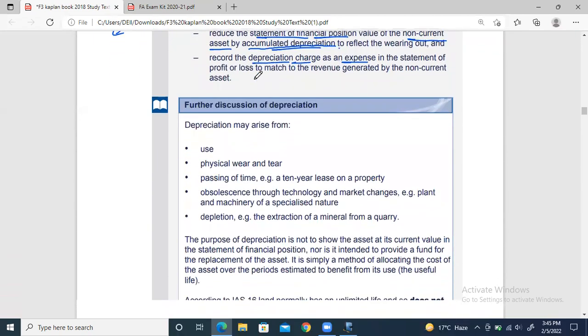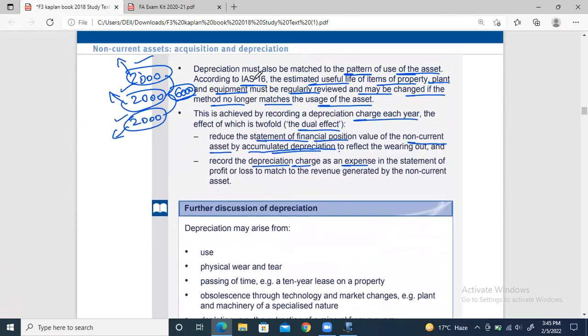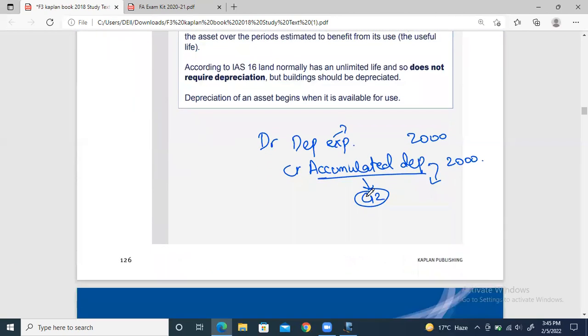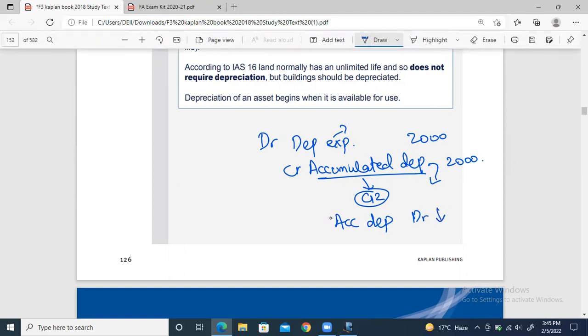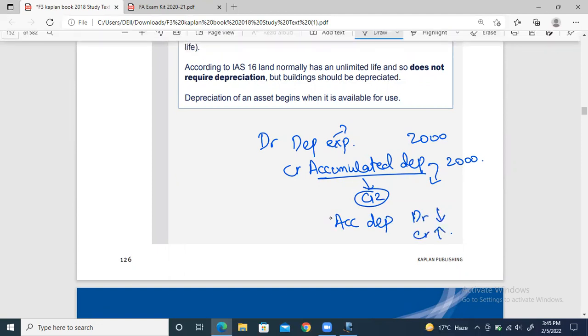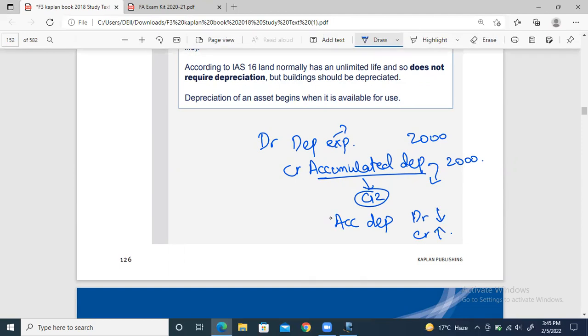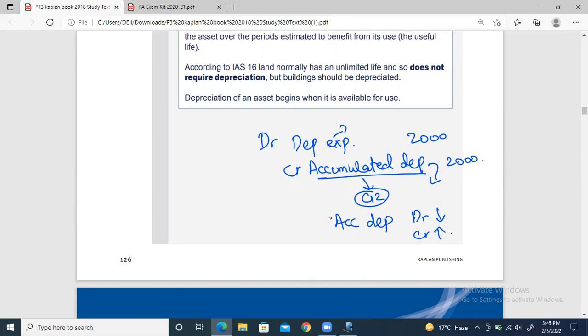Sorry, so the accumulated depreciation is like a liability. It will be treated as a liability, but it's not actually a liability. It's just treated as a group two item. That means it increases on credit. Let me write over here. So accumulated depreciation on debit, it's a decrease. On credit, it's an increase. It's actually not a liability, but it's treated as a group two item.